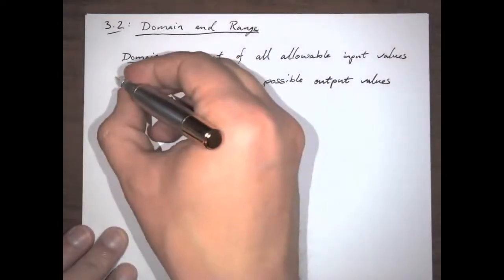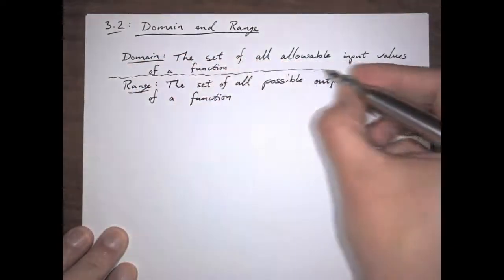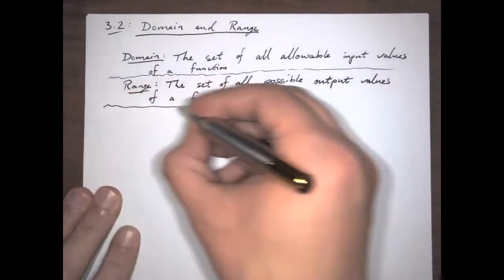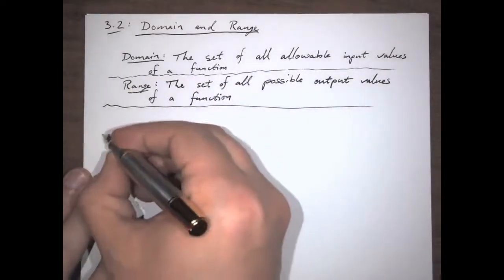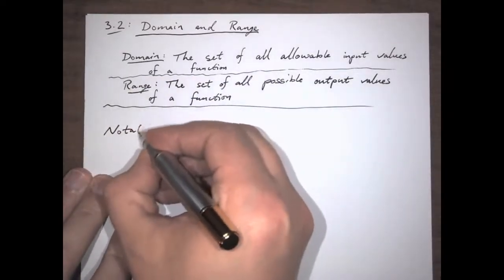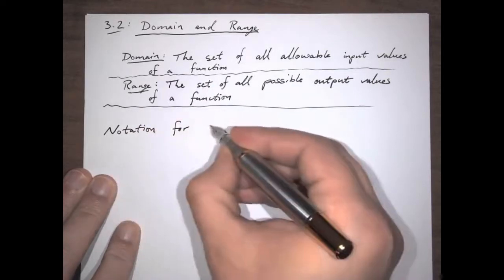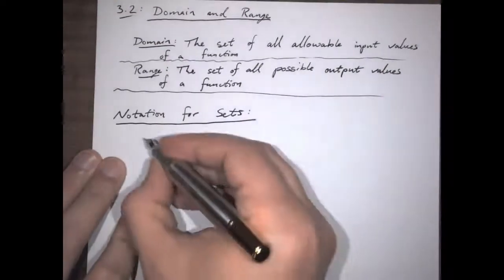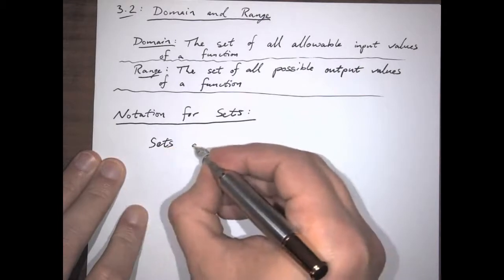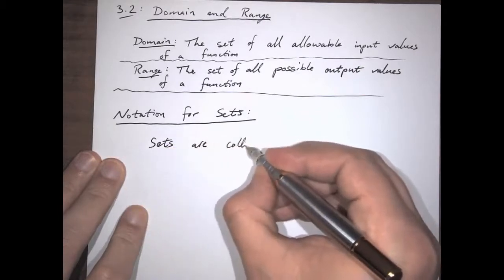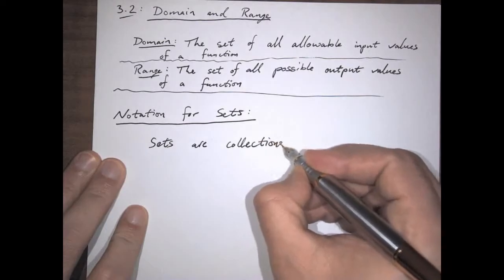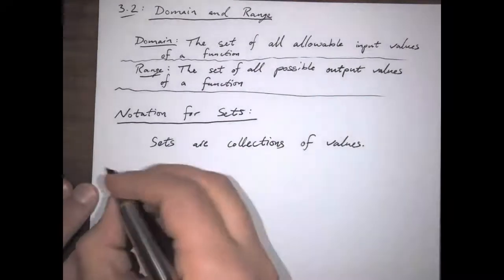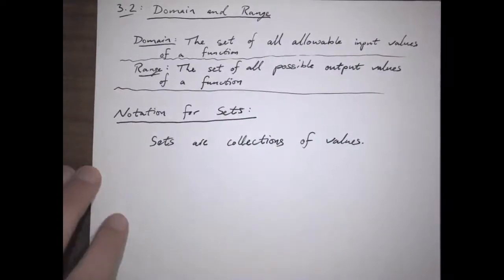Alright, well, these are both sets, which means we are probably going to want to do a quick little look at the ways we typically write sets. So, notation for sets. Sets are collections of values, and there are three main kinds of notation we might use.